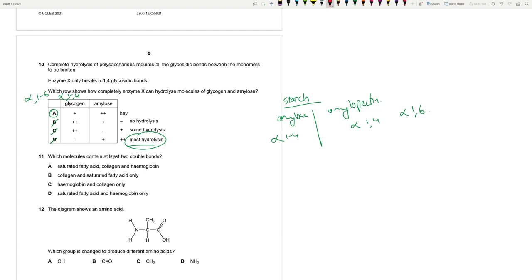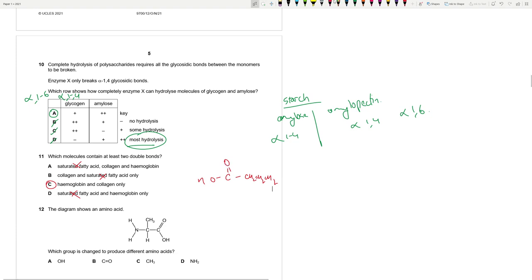So basically, saturated is out of the question. We're not going to talk about saturated. So that's how we are going to go to C. Hemoglobin and collagen only, right? Because saturated can't be it. The saturated fatty acid does not have a double bond. The saturated fatty acid is like this: COOH followed by CH2, CH2, CH2. Basically, there are not more than one double bond.